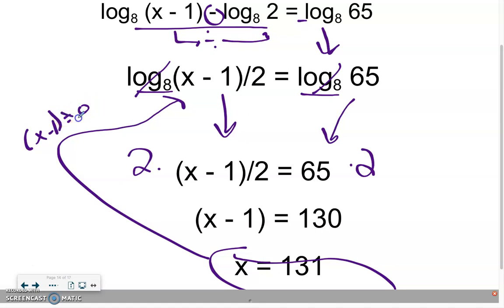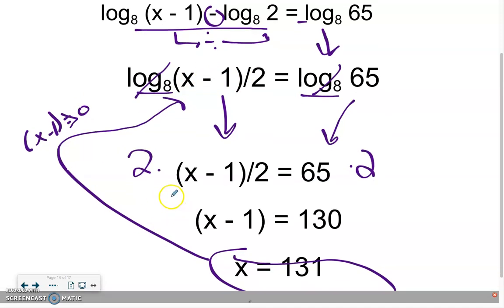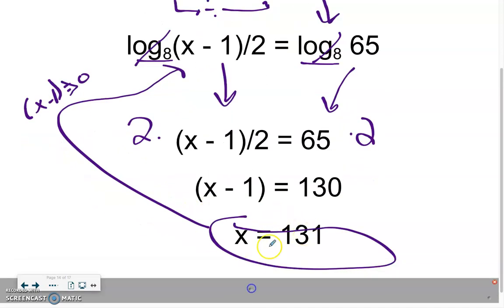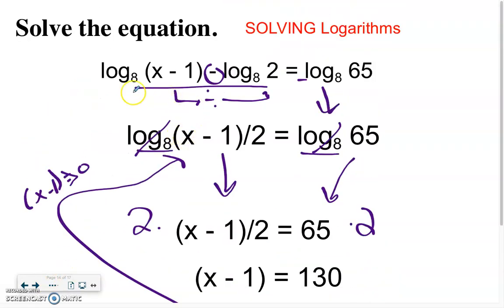Let's just say this, x minus 1 has to be greater than 0 in order for this to be a solution and be a valid value. So that's why we're checking our answers. So the answer for this expression is x equals 131. Now, if you notice so far, we've got common log, common log, common log. They're all the same. We condensed it down to 1.